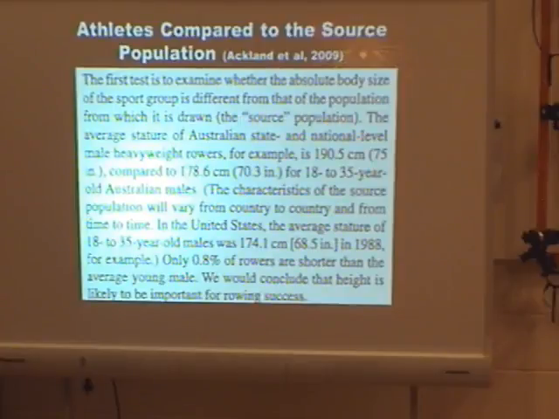So one of the examples they show here are the rowers. They're comparing the rowers in the US, 18 to 35-year-old males. They were at 174.1 centimeters. I got this a bit backwards. So basically all they're saying is that rowers are taller. It gives them a mechanical advantage in the lever arm. And in Australia, the rowers were 190 centimeters compared to the source population of 178 centimeters.